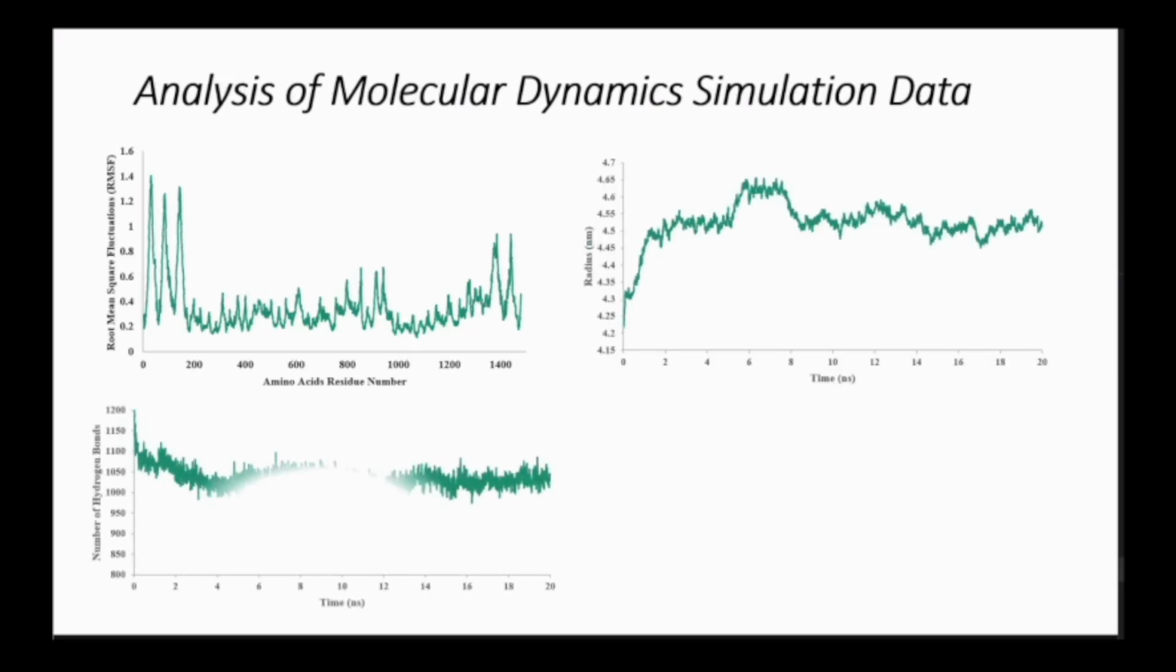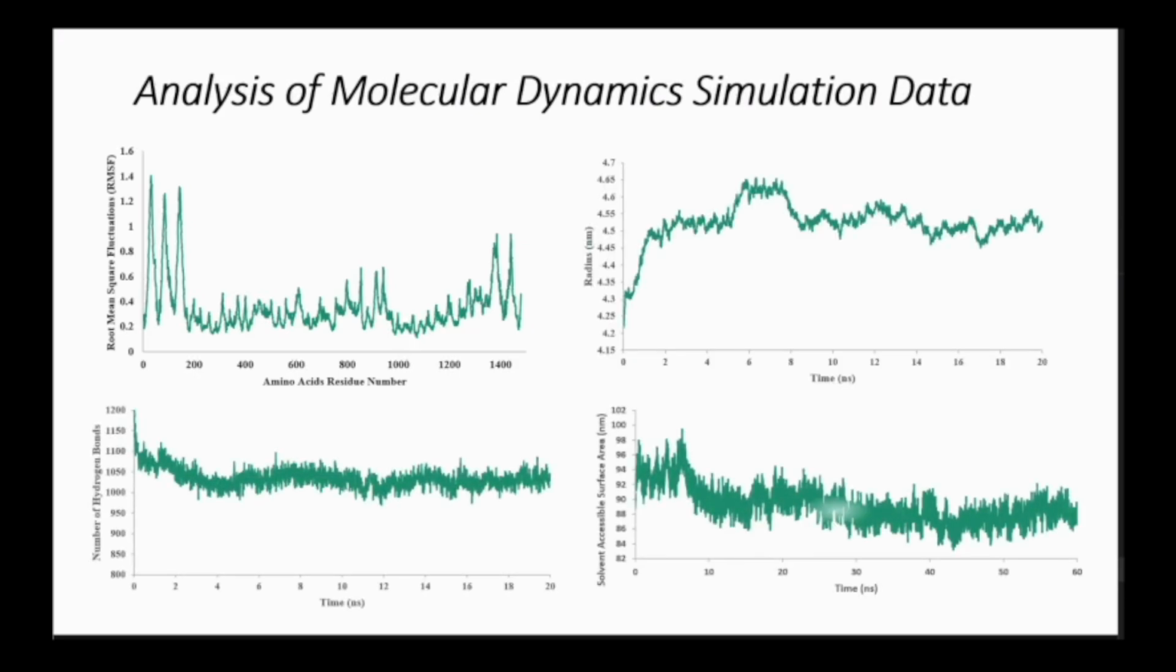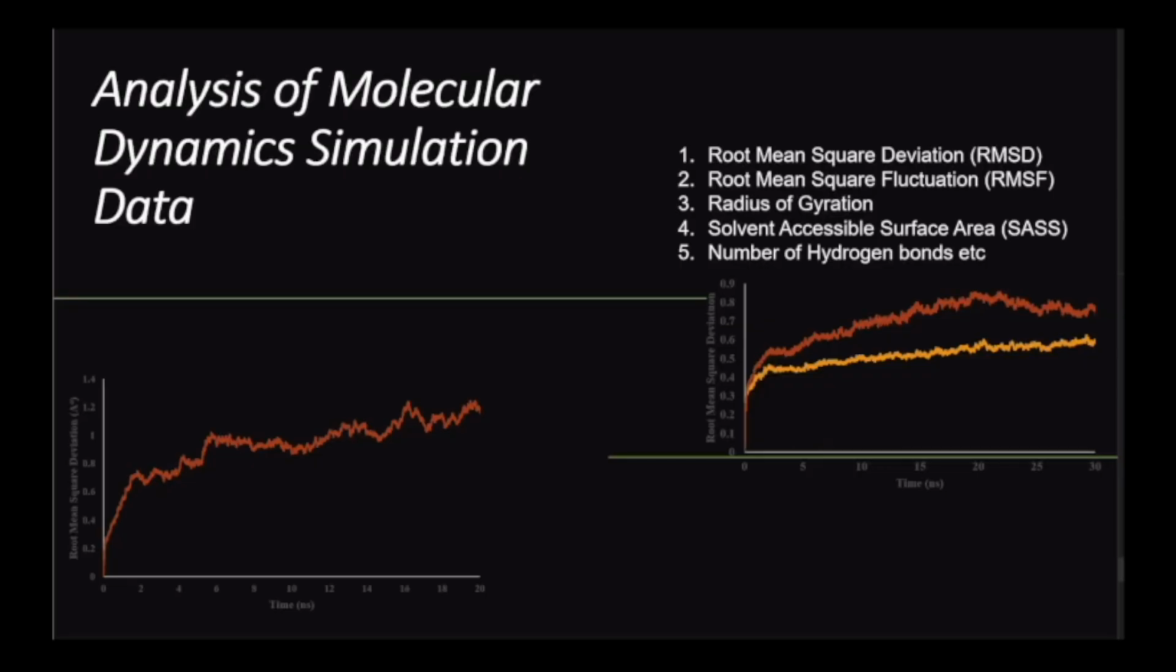We could have four different types of results in which we are normally interested. The first type of analysis in which we are interested is root mean square deviation, normally known as RMSD. The second one is known as RMSF, root mean square fluctuation. The third one is the Rg value, or the radius of gyration. The fourth one is solvent accessible surface area, normally known as SASA. And the fifth one is the total number of hydrogen bonds.